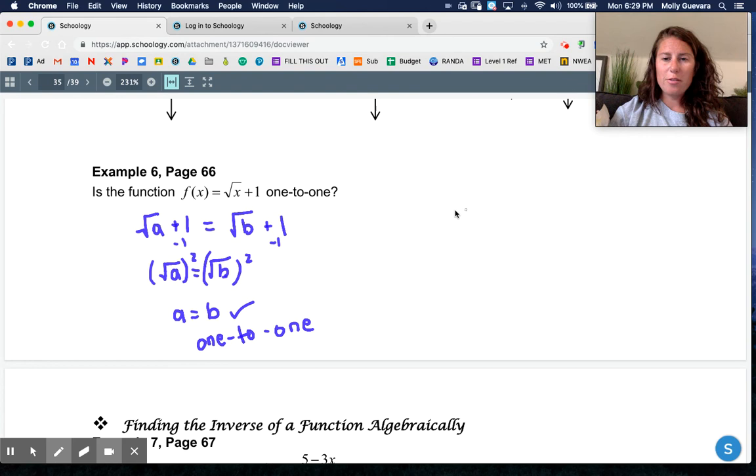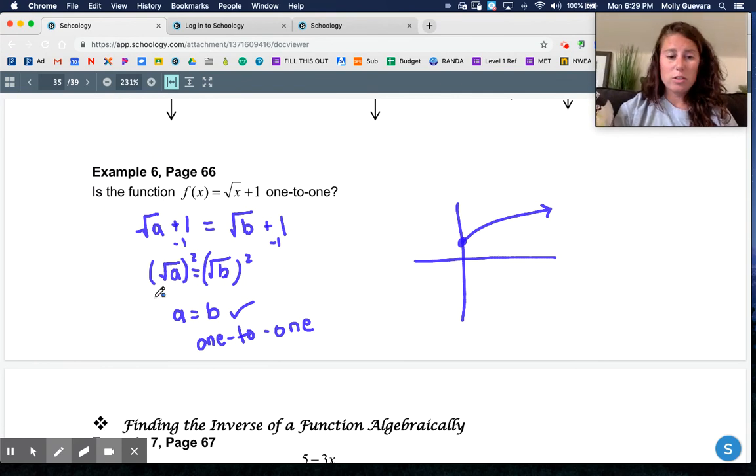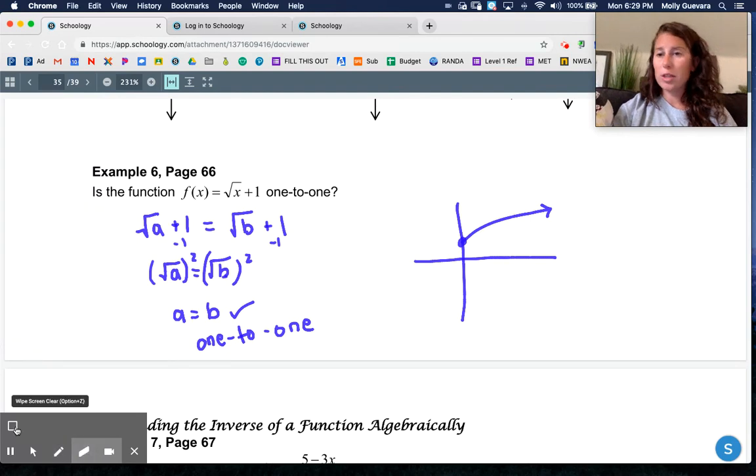Okay. The other thing is you can just think about what this graph looks like. This graph starts at 1 and it just goes like this. So is that going to pass the horizontal line test? Yes, it is, right? No matter what horizontal line I draw, it will only touch the graph one time. So it will be 1 to 1. So you can do it algebraically, or you can think of it graphically if you know what the graph looks like.